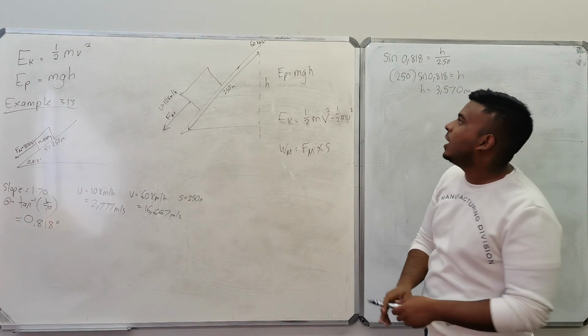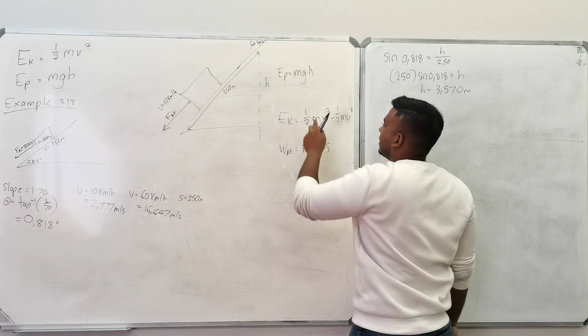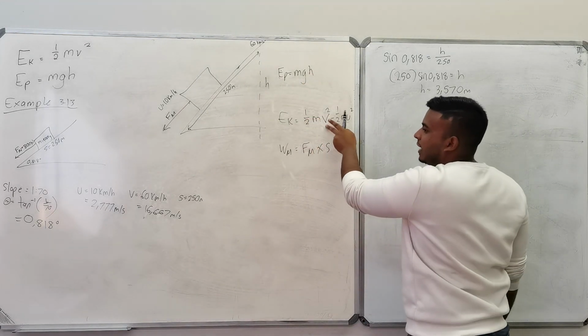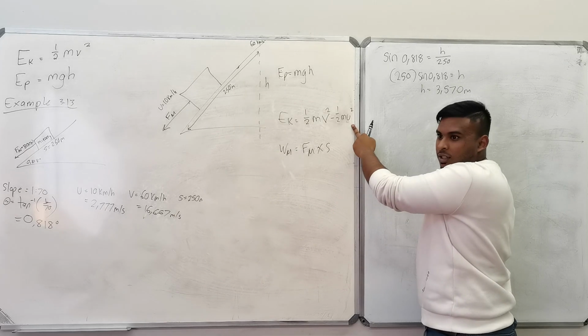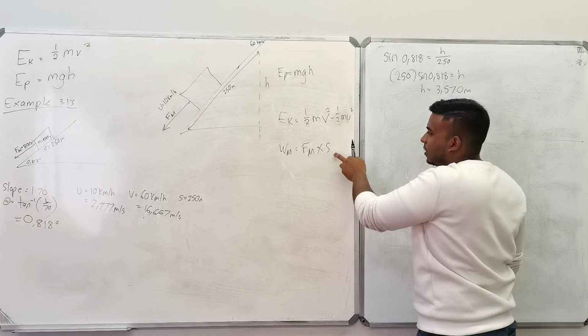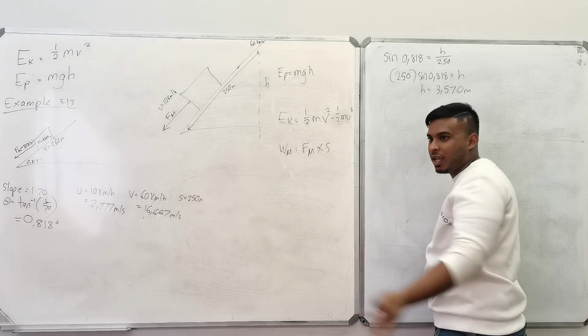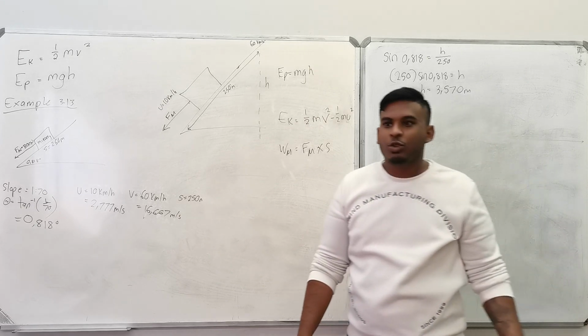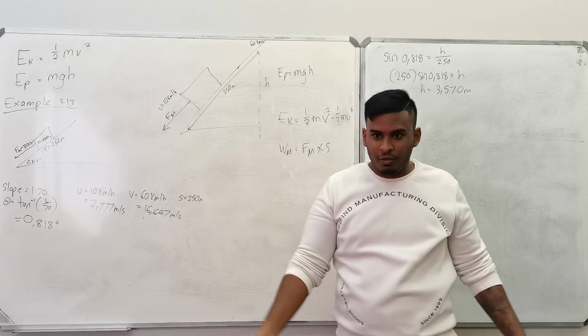3.57 meters. So we know mass, gravity, height. Here we know mass, we know final velocity, we know initial velocity. That's fine, we can work that out. Here we know the force and we know the displacement. Okay, so we've got everything we need to work out the work done by the vehicle.